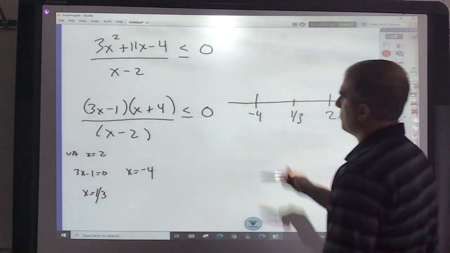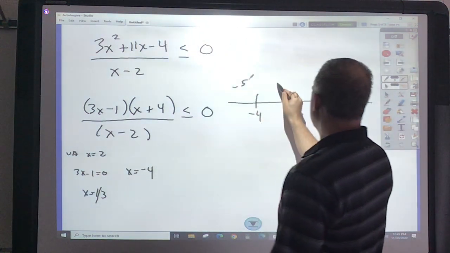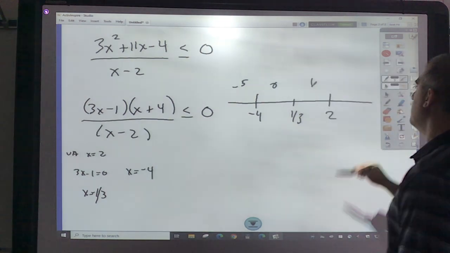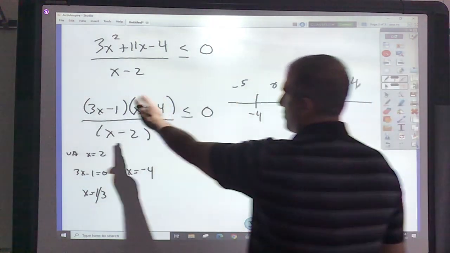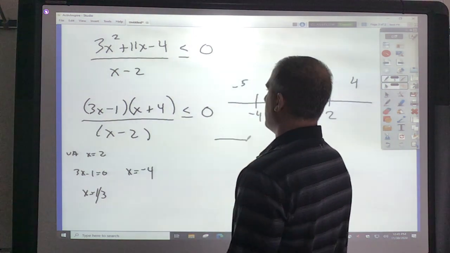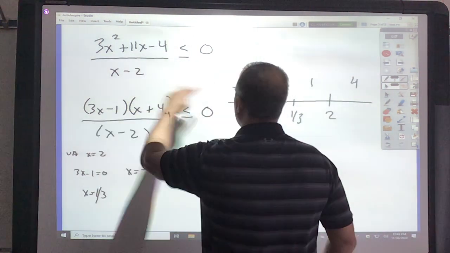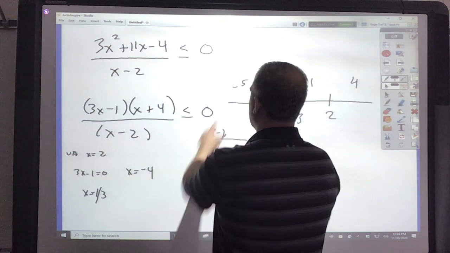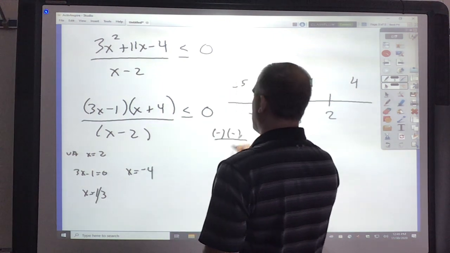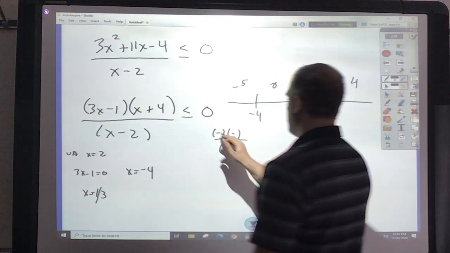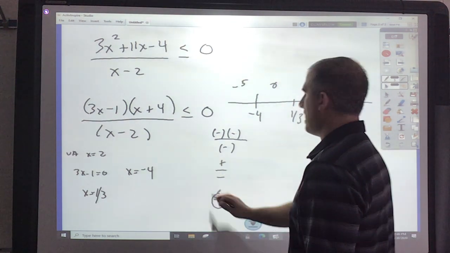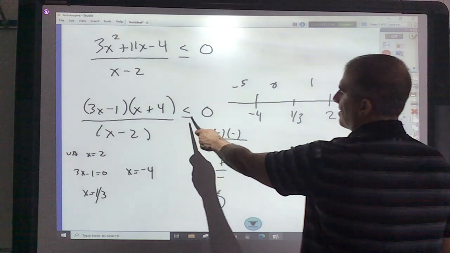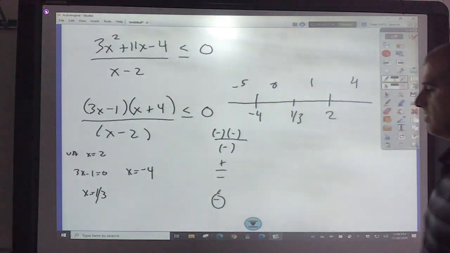All right, so let's pick some numbers. -5, let's pick 0, pick 1, pick 4. What I want to do is substitute these numbers in and look at whether they're positive or negative. So 3 times -5, that would be a negative number. This would also be a negative number, and this would be a negative number. Well, negative times a negative is a positive. Positive over negative would be negative.